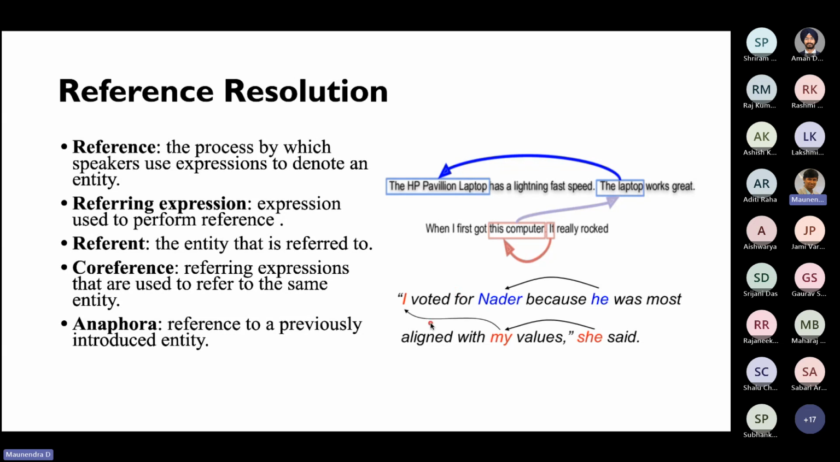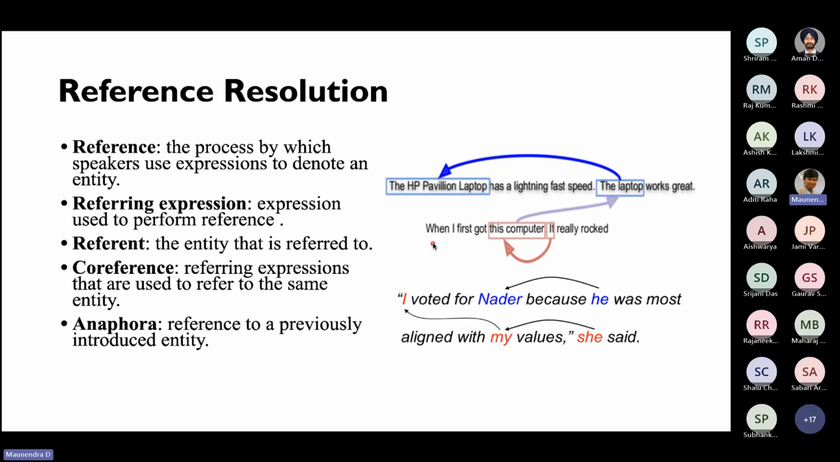Now, if you look at the next one: I voted for Nader because he was the most aligned with my values, she said. Here also, for human beings, it is easy to identify that Nader and he are co-references, and she, my, I are again co-references. So this is essentially what co-reference is.